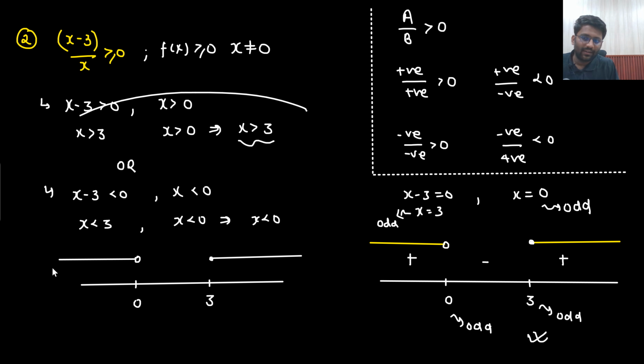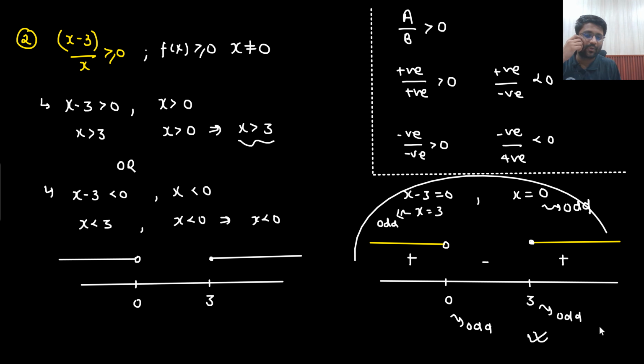So this was the actual thinking and this is the process. The process is that you put numerator equals 0, denominator equals 0. That means you find all the points where these functions are becoming 0. Once you find them, draw them on the number line, plus minus as per even odd power. Then based on greater than or equal to 0 you will select it. But just make sure of one thing: whenever your denominator is becoming 0, that point we need to avoid. That's it, nothing else. Is that clear or not?